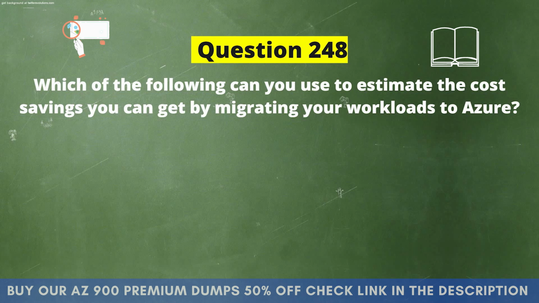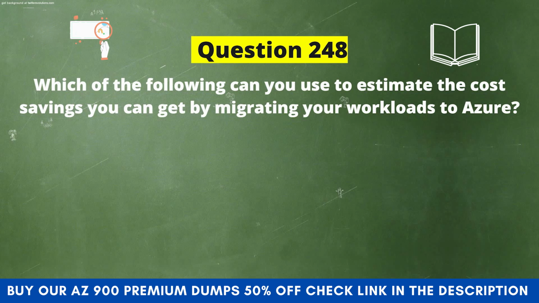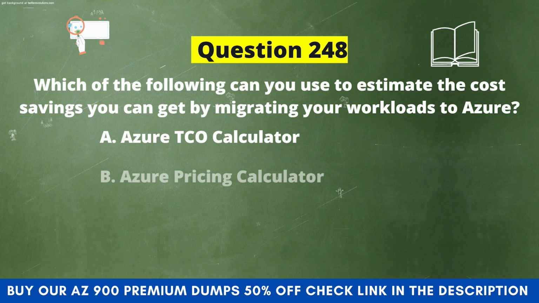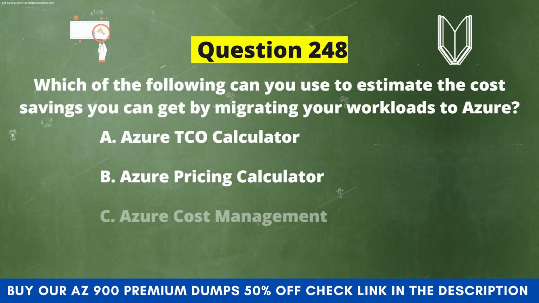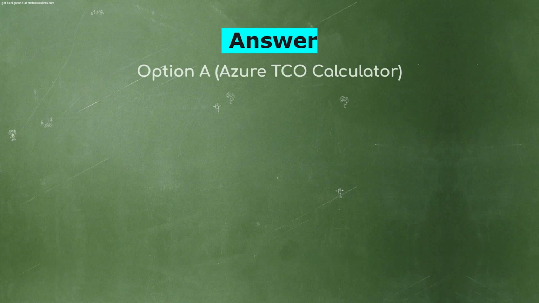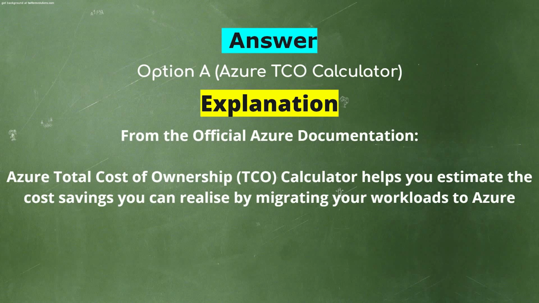Next question. Which of the following can you use to estimate the cost savings you can get by migrating your workloads to Azure? And the options are: A. Azure TCO calculator, B. Azure pricing calculator, C. Azure cost management, D. Azure advisor. And the correct answer is option A. Azure TCO calculator. Explanation. Azure total cost of ownership calculator helps you estimate the cost savings you can realize by migrating your workloads to Azure.